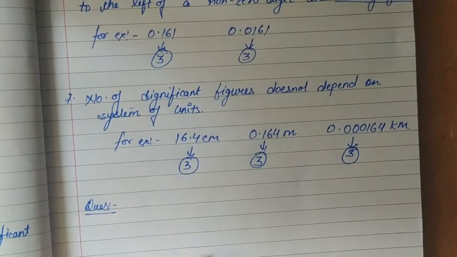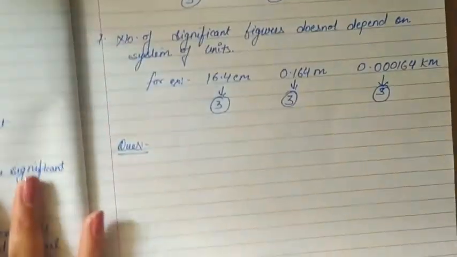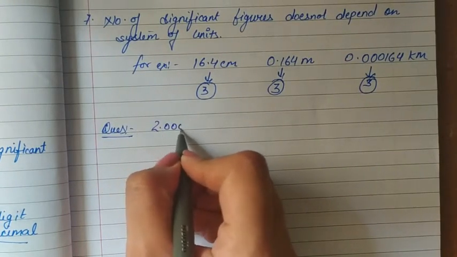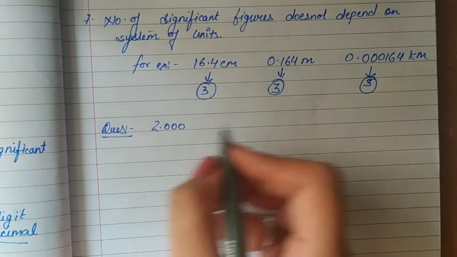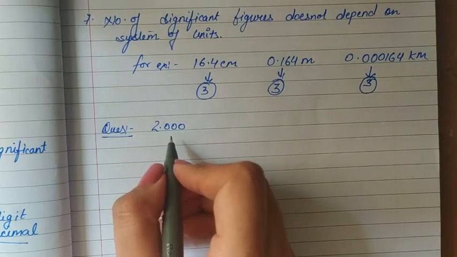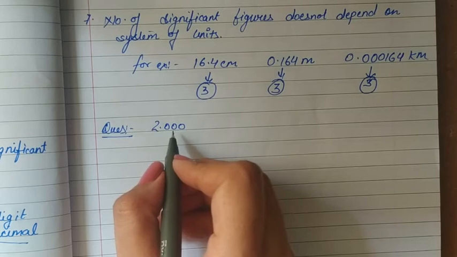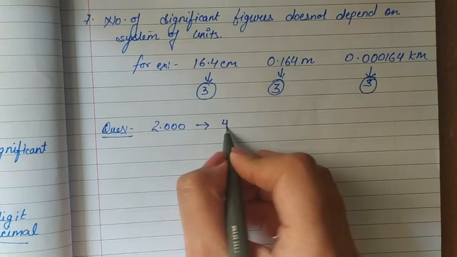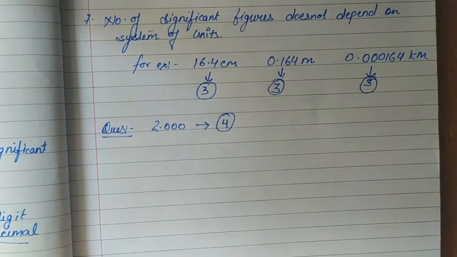If we have to find the significant figures in the number 2.000, right, in the number 2.000, we know that the zeros after the decimal are counted. So this will be 4 significant figures in the number.